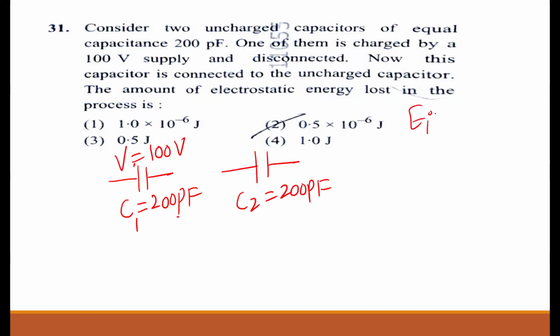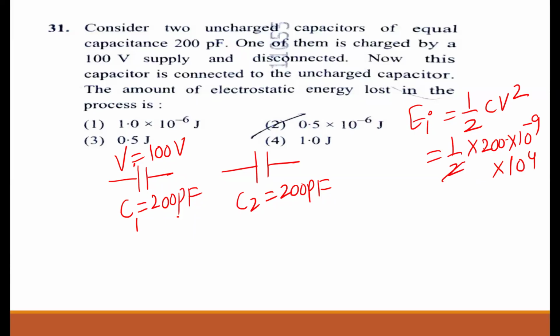So what is the initial energy? Let us calculate. That is half CV square. That is half into 200 into 10 power minus 9 into the voltage 100 square, that is 10 power 4. So this is 10 power minus 3 joules. But what happened, we connected this to another second capacitor, which is initially uncharged. Now the charge flows from C1 to C2, and there would be a loss of electrostatic energy in the capacitor C1.